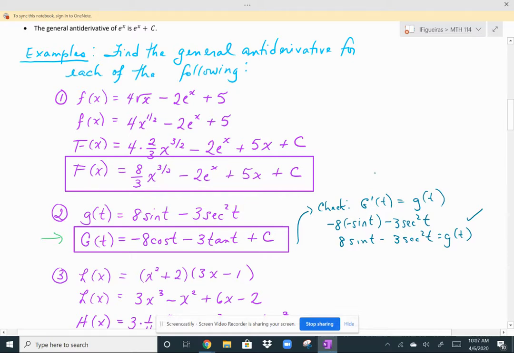So I did the check here on the right. So the check would be, is the derivative of capital G of t equal to little g of t? Well, the derivative of capital G of t would give me negative 8 times negative sine of t minus 3 secant squared. Okay, but negative 8 and negative sine leaves me with 8 sine of t minus 3 secant squared of t. So that is little g of t. So capital G prime of t equals little g of t. So you know that you got the correct answer.